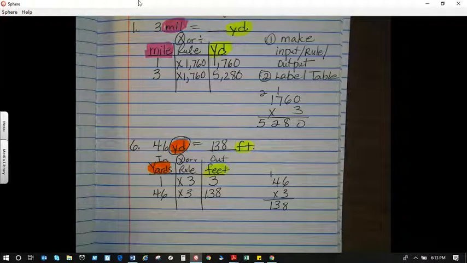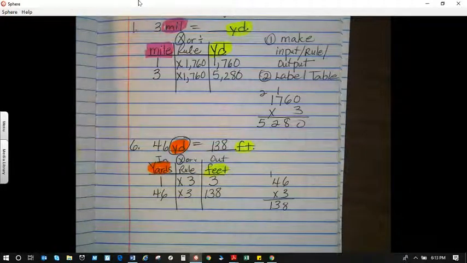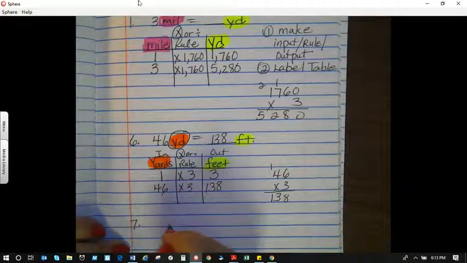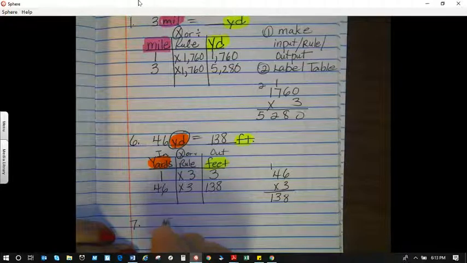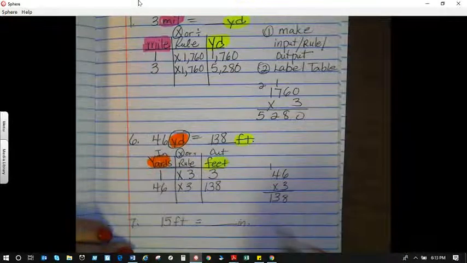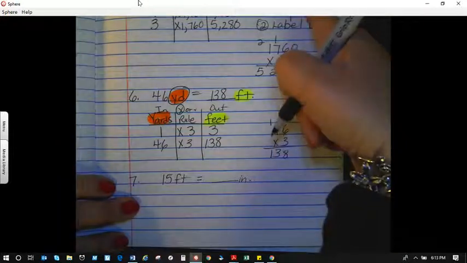All right, now I'm going to go to the next one. Is number 7. Number 7 is 15 feet equals blank inches. So my input and output, so I'm going to make my table first, label my table.